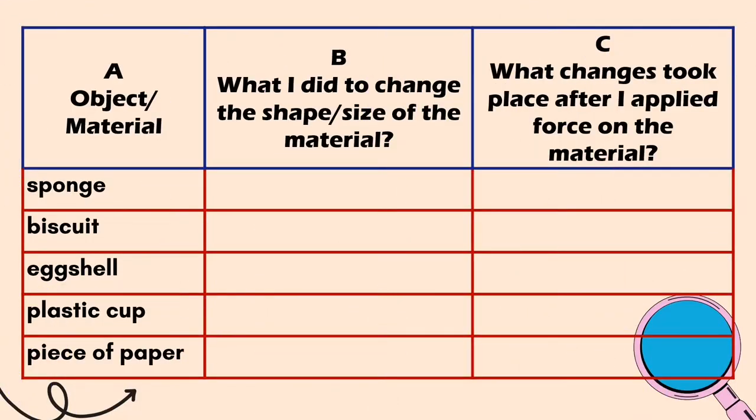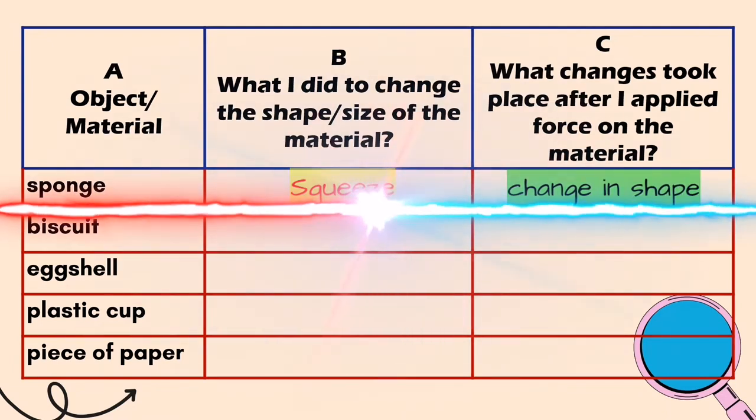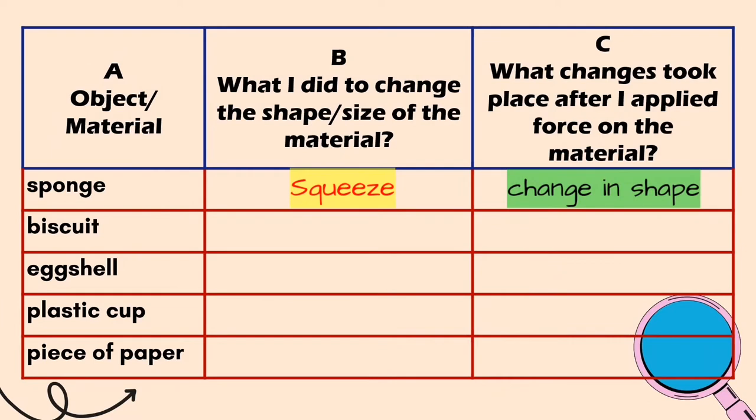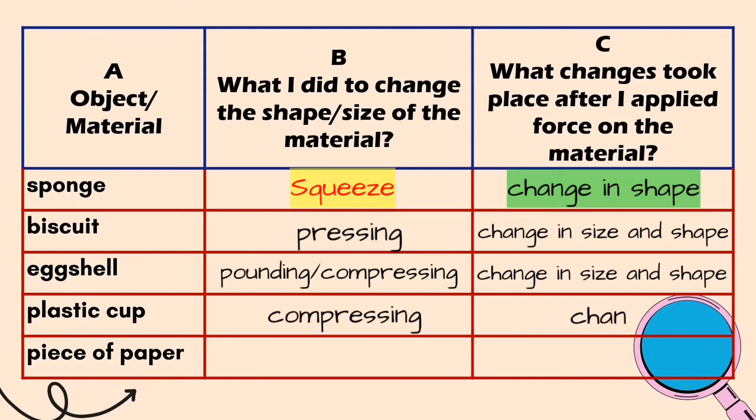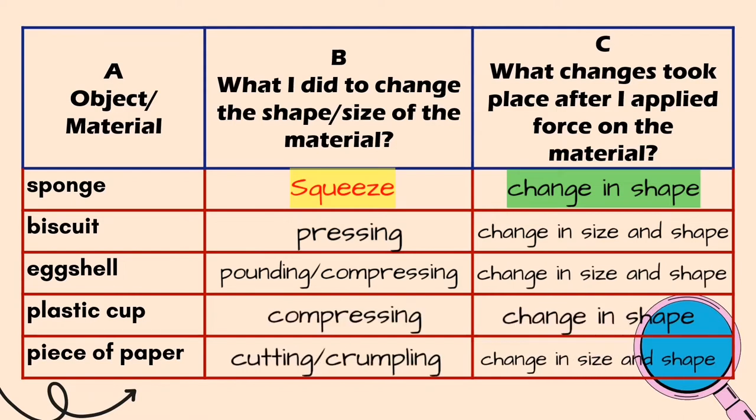Here is the table that you are going to copy in your science notebook. Observe each of the materials you have gathered. Fill out column B with what you did to change the shape of the materials, and fill out column C with changes that took place after you have applied force on the materials. The first one is done for you as an example. Okay, so take note of the possible answers. So again, these are the possible answers.